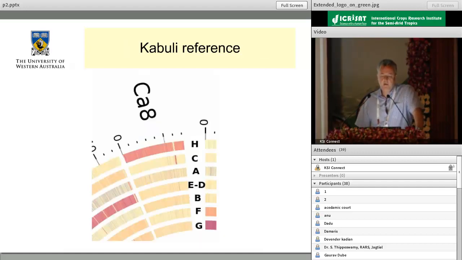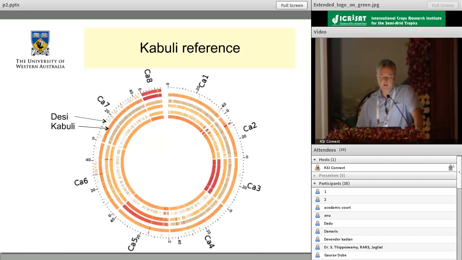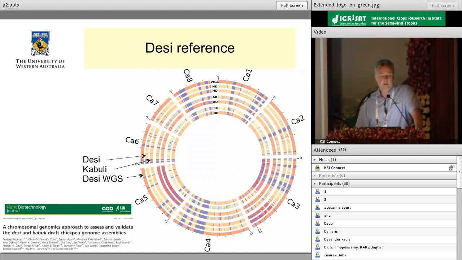So what's happening with the Desi reference? We took the chromosome sequence data for Desi and Kabuli, and we mapped them, and we could see quite clearly that this is where the problem lay. If you have a look at chromosome 3 down here, this is chromosome 3 from the Desi reference. If you map reads from chromosome 3 for both Desi and Kabuli, they mapped a part of chromosome 3, but only part of it.